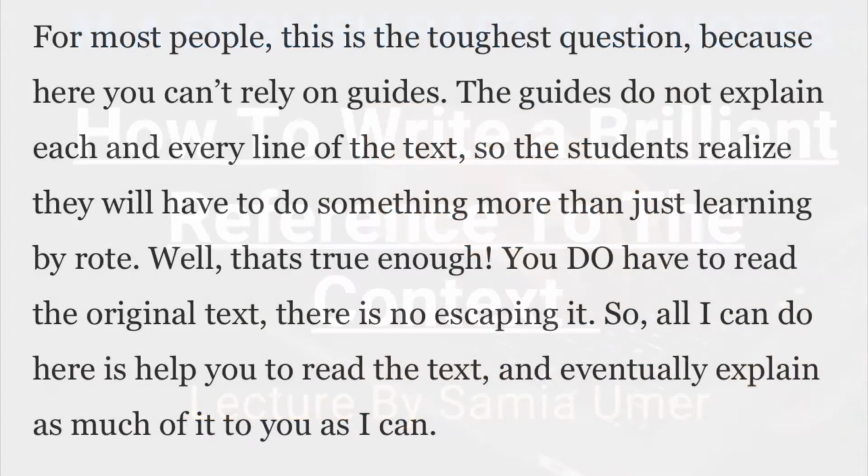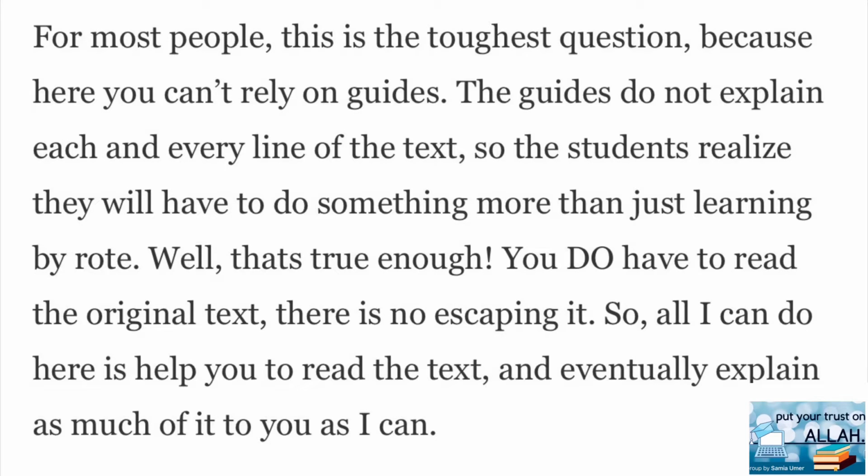For most people this is the toughest question because here you can't rely on guides. The guides do not explain each and every line of the text, so the students realize they will have to do something more than just learning by rote. Well, that's true enough. You do have to read the original text. There is no escaping it.